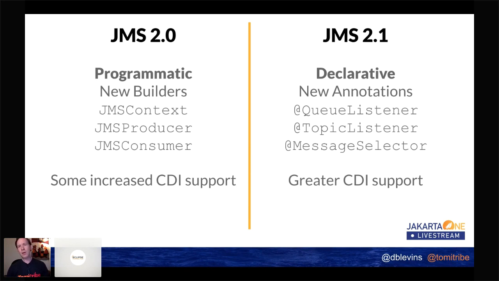JMS 2.1 was aiming to do a very similar revamp, but adding annotation-driven perspectives on all these things. What you would do programmatically, you would instead do declaratively via new annotations that were to be added, and it also had goals to add much greater CDI support.